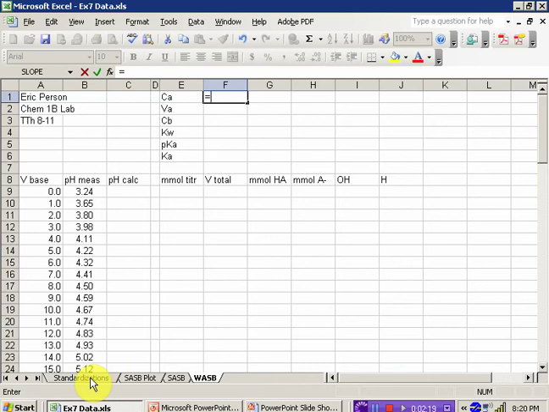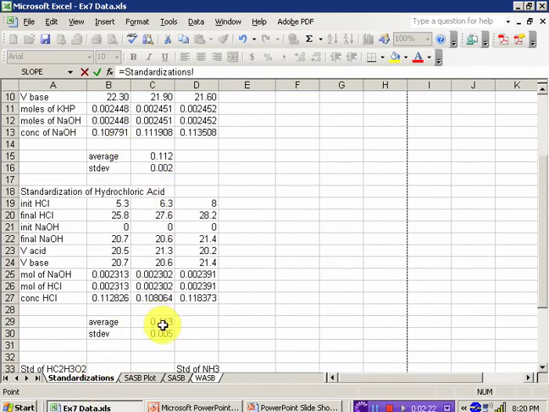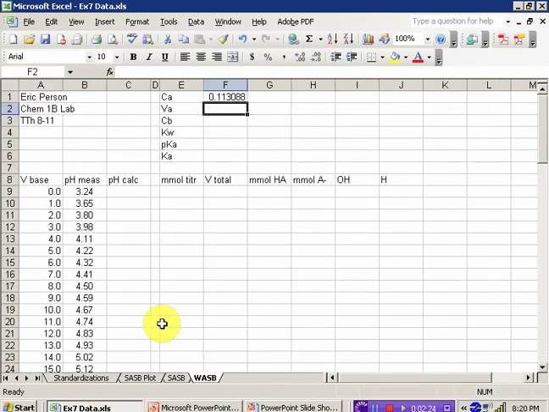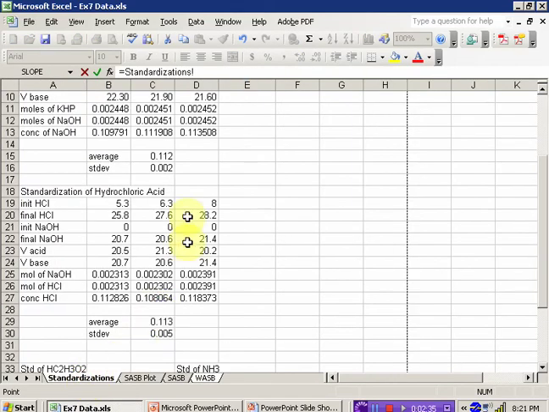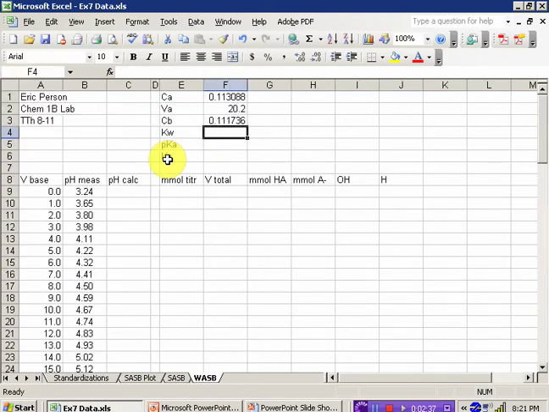Okay. Concentration of acid, I get off that standardization titration tab. The volume of acid I should have in my experimental notes. In this case it was 20.2. Concentration of base, click equals, click on the new tab, select the cell, enter. Kw I type in 1 times 10 to the minus 14. The pKa for acetic acid is 4.76.